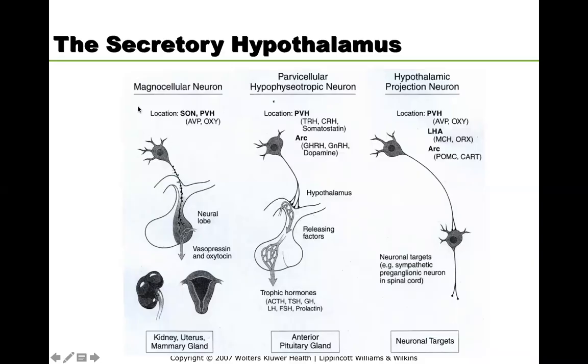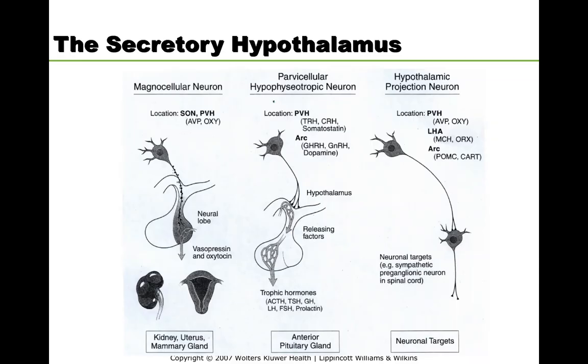Next is the magnocellular neuron. These neurons produce hormones in the hypothalamus, and then they store them in the posterior pituitary, and as and when needed, they are released. The third is the projection neuron, known as the hypothalamic projection neuron. They basically have their control on the neuronal targets which are present in the adrenal medulla.